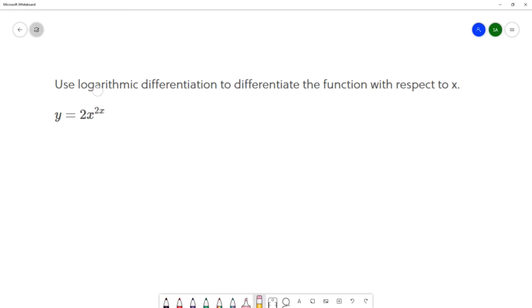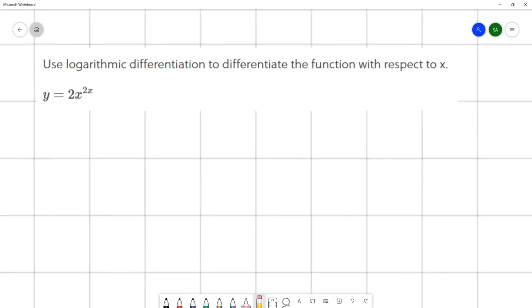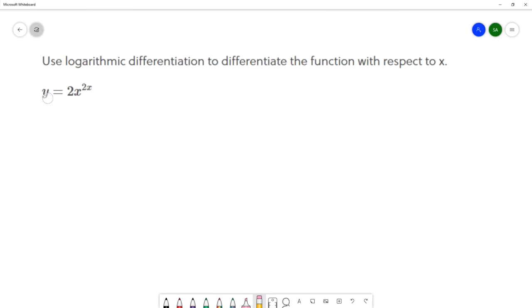On this question, we want to use logarithmic differentiation to differentiate the function with respect to x. So we have the equation y equals (2x) to the 2x. And to use logarithmic differentiation, we're going to take the log of both sides. We're going to do natural log because natural log has the easiest derivative rule. So we're going to do natural log on the left and natural log on the right.